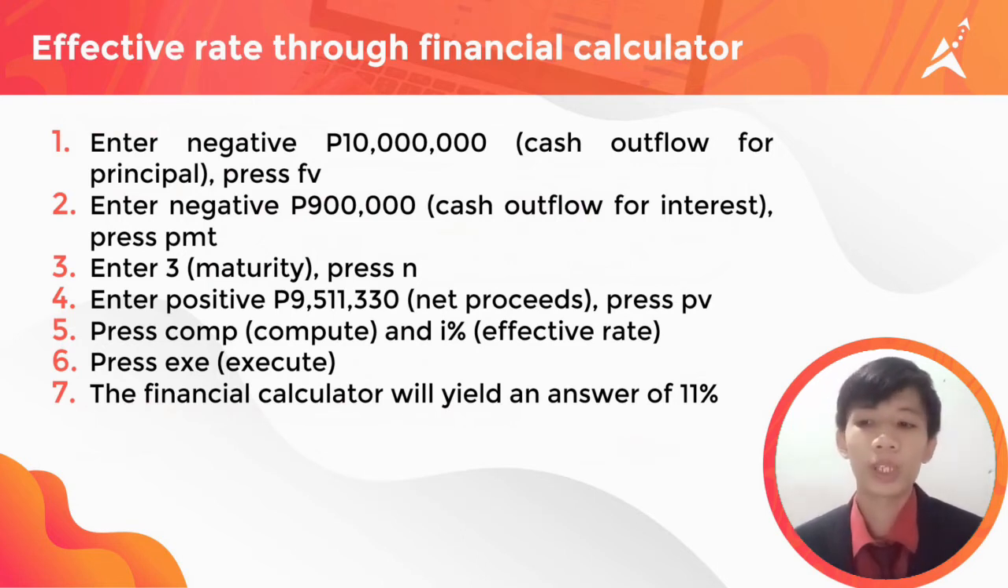Then press comp, which means compute, and I%, which means effective rate. Then press execute. Then the financial calculator will yield an answer of 11%. You can pause this video if you want to try to solve. You can just follow these steps and you will get the new effective rate of 11%.